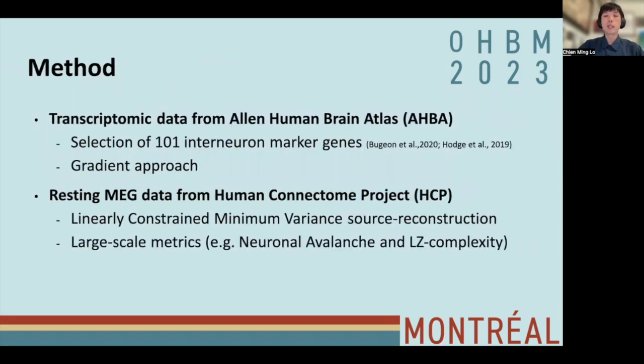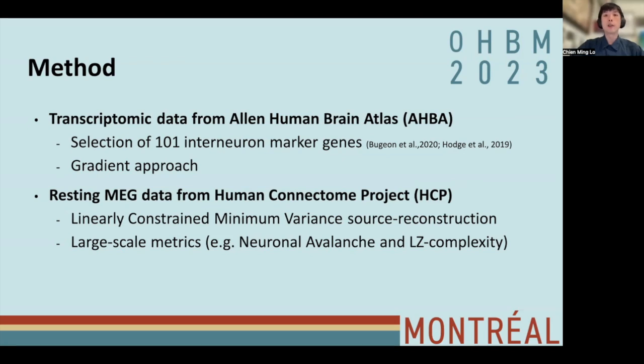We employ the combination of gene expression data from the Allen Human Brain Atlas, which provides around 20,000 gene expression profiles across the human brain, and the resting state MEG recording from the Human Connectome Project, which captures the dynamic cortical activity at the macroscopic level. We select 100 interneuron marker genes from previous literature and leverage the gradient approach to analyze the transcriptomic data we select, allowing us to gain some insights into these molecular variations across the cortex.